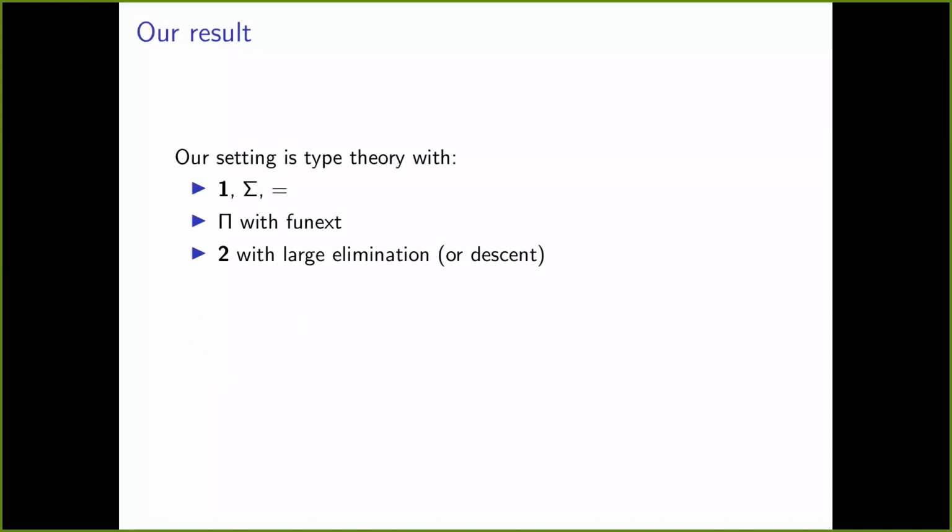Right, okay, so now that I've said what N and Z are, this is our result. We work in a kind of minimal type theory with only these basic principles. We have a unit type, sigma, identity, function types with function extensionality, and a Boolean type with large elimination. I don't include a universe here, but if I had a universe, then large elimination would be automatic. It's just the fact that you can define a type family over the Booleans by this system. And so the combination of sigma and Booleans gives me binary coproducts. So this is what I would like to use.